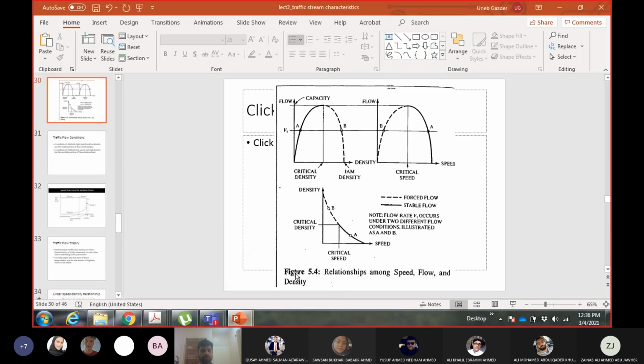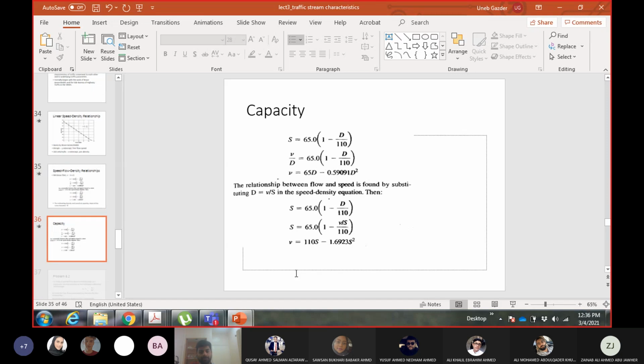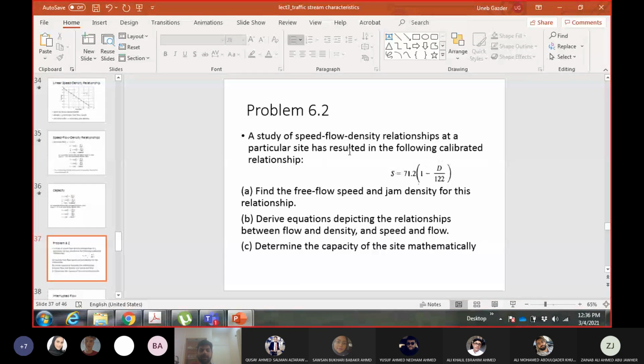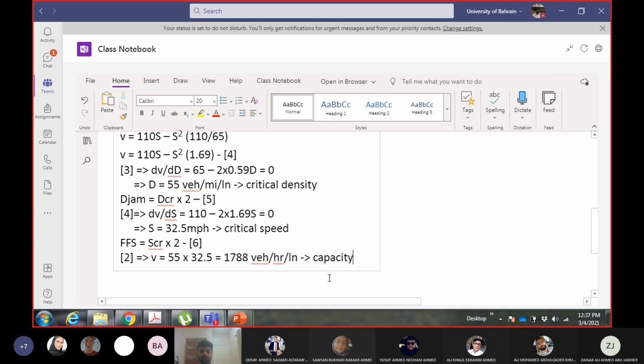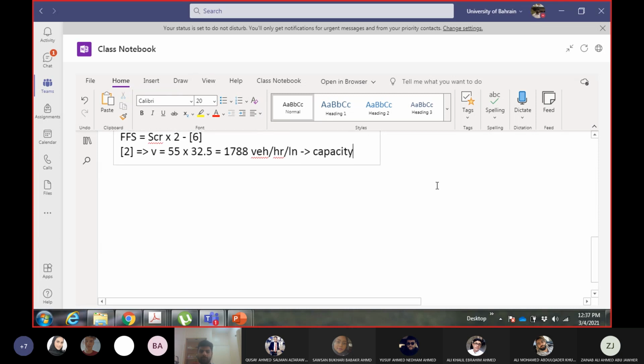Now, just to clarify your concepts, I will go through another example. In this example, they have given me the equation of the straight line between speed and density. Okay, and then there are 3 parts to this question. Find out the free flow speed and jam density. Derive the other 2 equations, flow and density and speed and flow, and find out the capacity of this site mathematically. Okay, not measuring, we do it using the equations. Using the equations, find out the capacity of this site. Okay, so 3 parts. Let me copy this equation and put it over here.